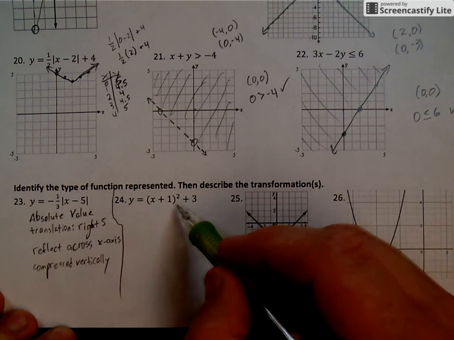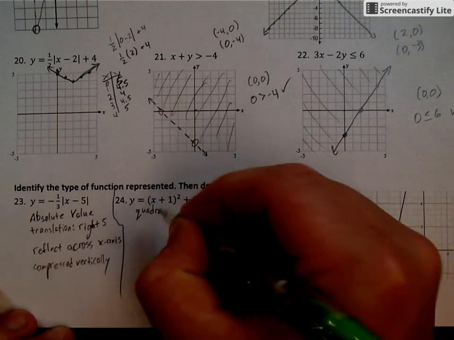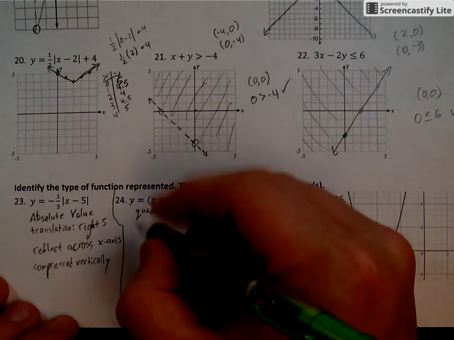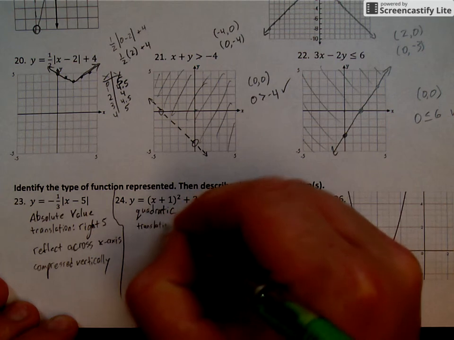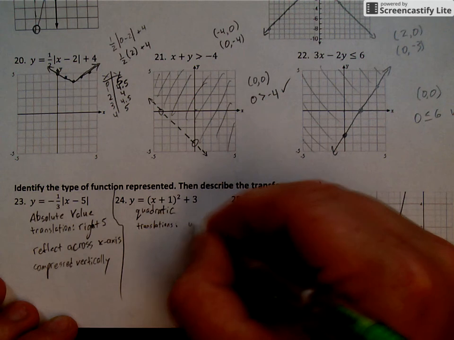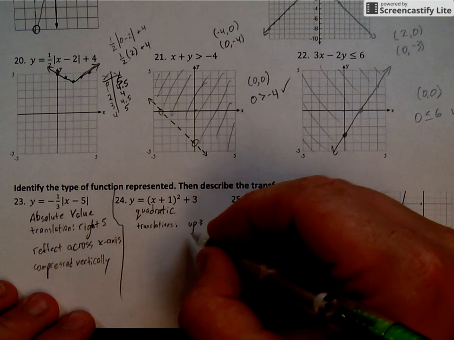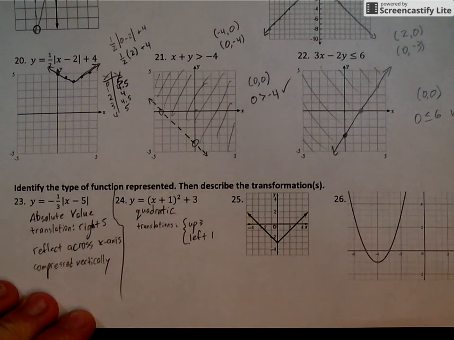Next one, looks like it's going to be a quadratic. So it would be a parabola if you graphed it. It's shifting. We have a couple of translations this time. So we're going to go up 3. And we go the opposite direction here of what we would think. So it's left 1. And that's all we've got for transformations on that one.